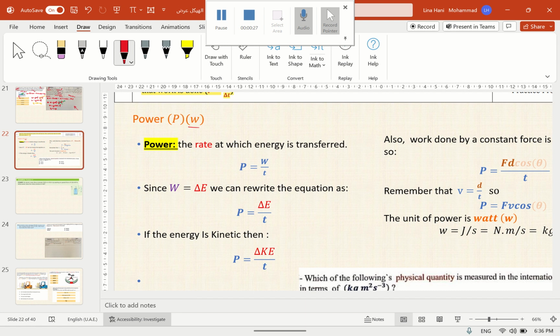Power is the rate at which energy is transferred. It's how many joules of energy are being transferred from one place to another or from one shape to another. For example, a 5-watt power means that 5 joules of energy is being transferred every second from one place to another or from one shape to another. The power is equal to the work done by the force over the time.